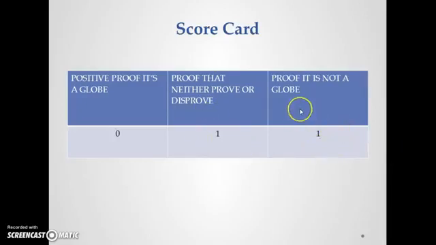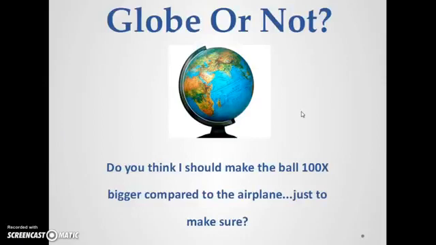But the one I did today, I've put as a proof that it's not a globe, and I have a hard time believing I'm saying this, but I'm calling out all the debunkers out there. Do you need me to make it 100 times bigger compared to the airplane, just to make sure, for you to be able to really grasp the idea? Because I'm losing my mind here. This is not a proof that it's a globe at all. It completely disproved the globe. I don't know what I'm on right now, if that's true, but there's a lot more research to do.